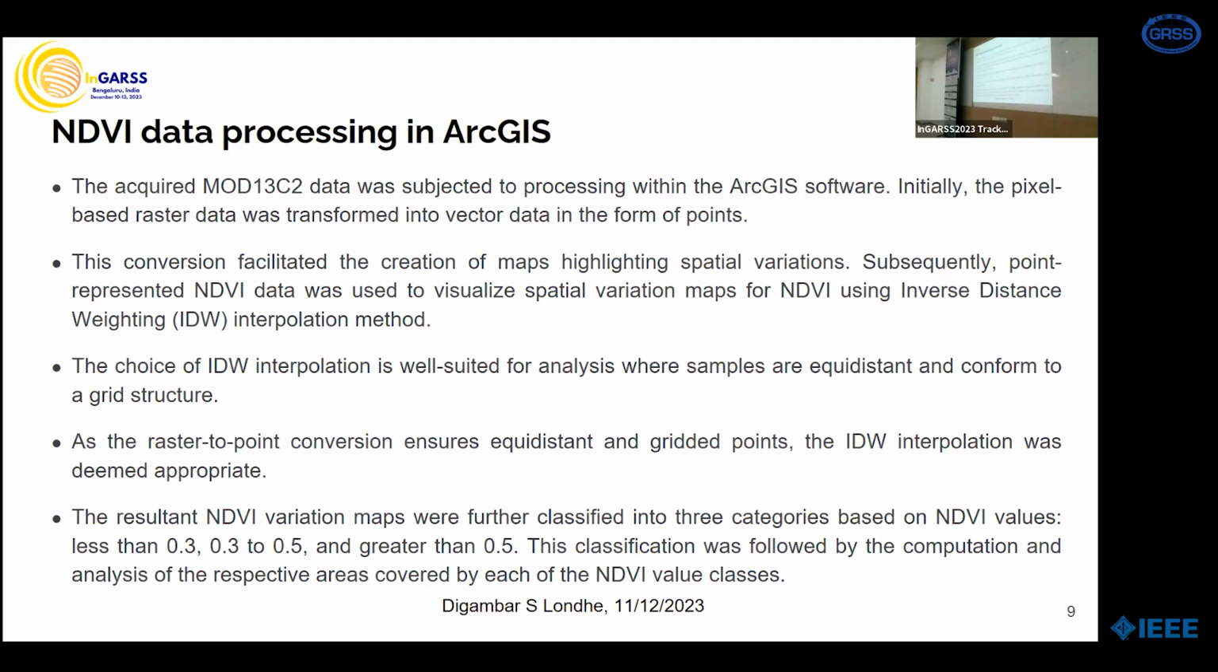According to the NDVI values, the classification has been made as less than 0.3 NDVI, 0.3 to 0.5 NDVI, and greater than 0.5 NDVI. So these classifications are sparse vegetation, moderate vegetation, and dense vegetation. To understand the homogeneity of the NDVI values, these three classes are considered for the analysis.